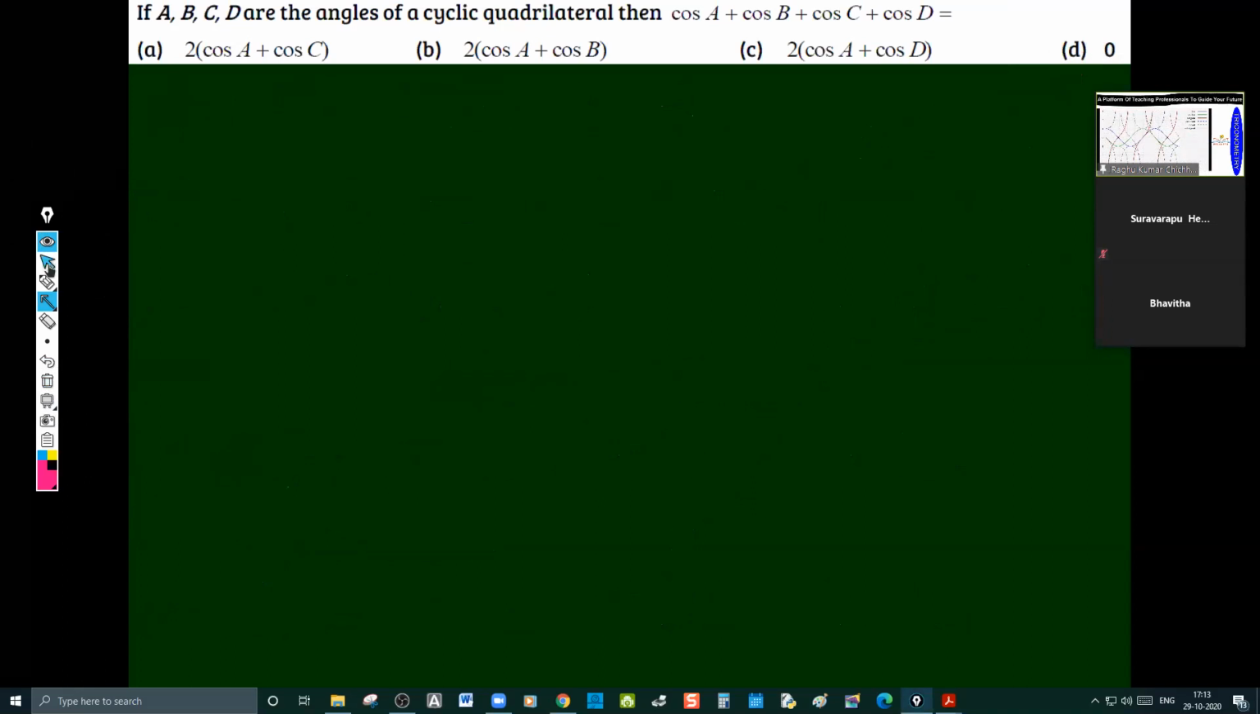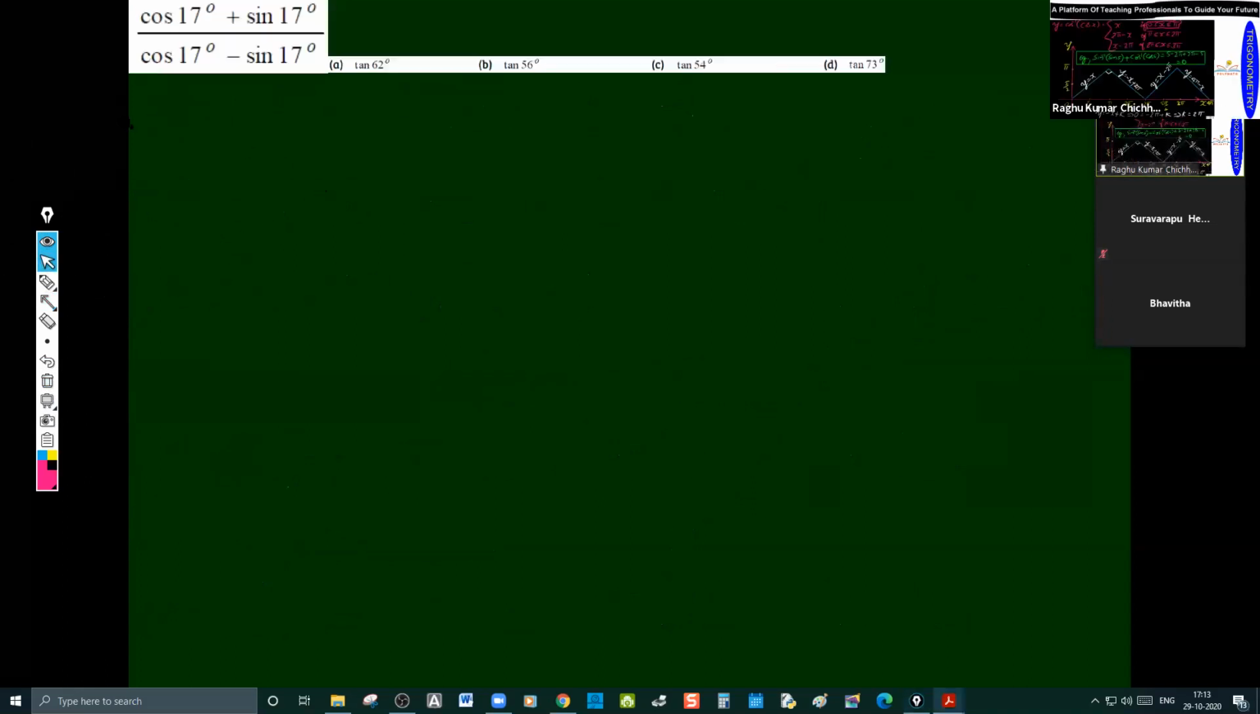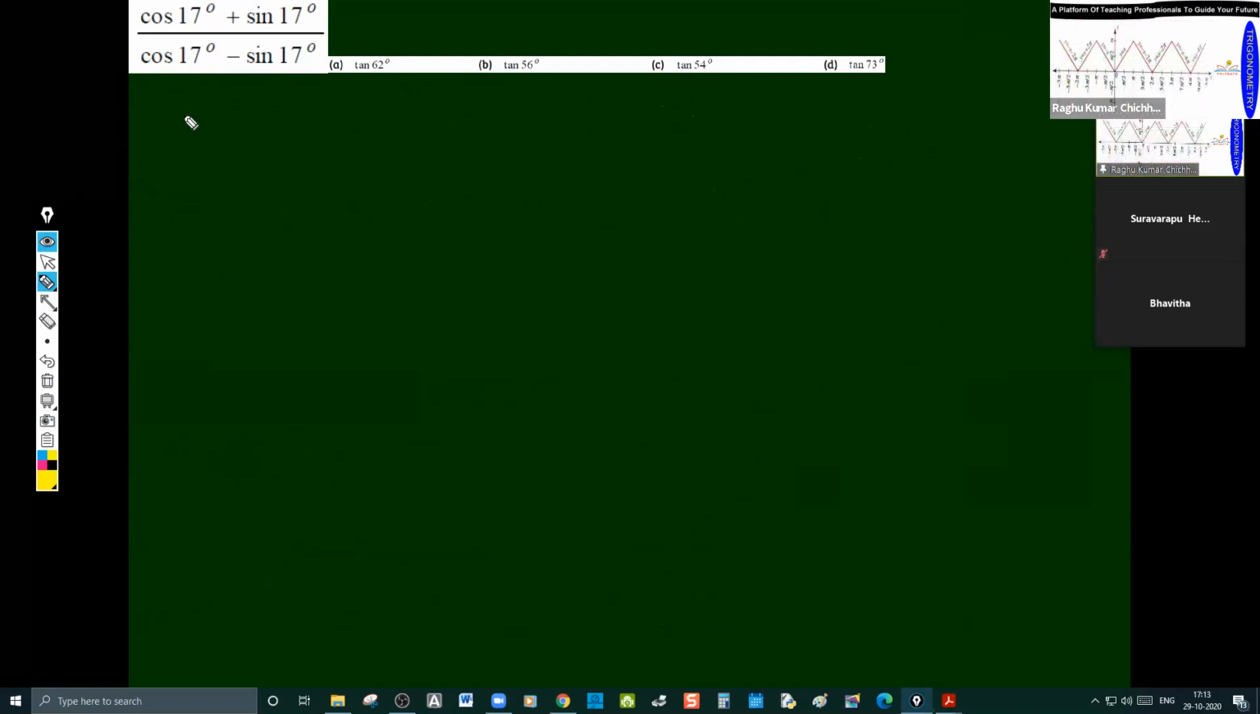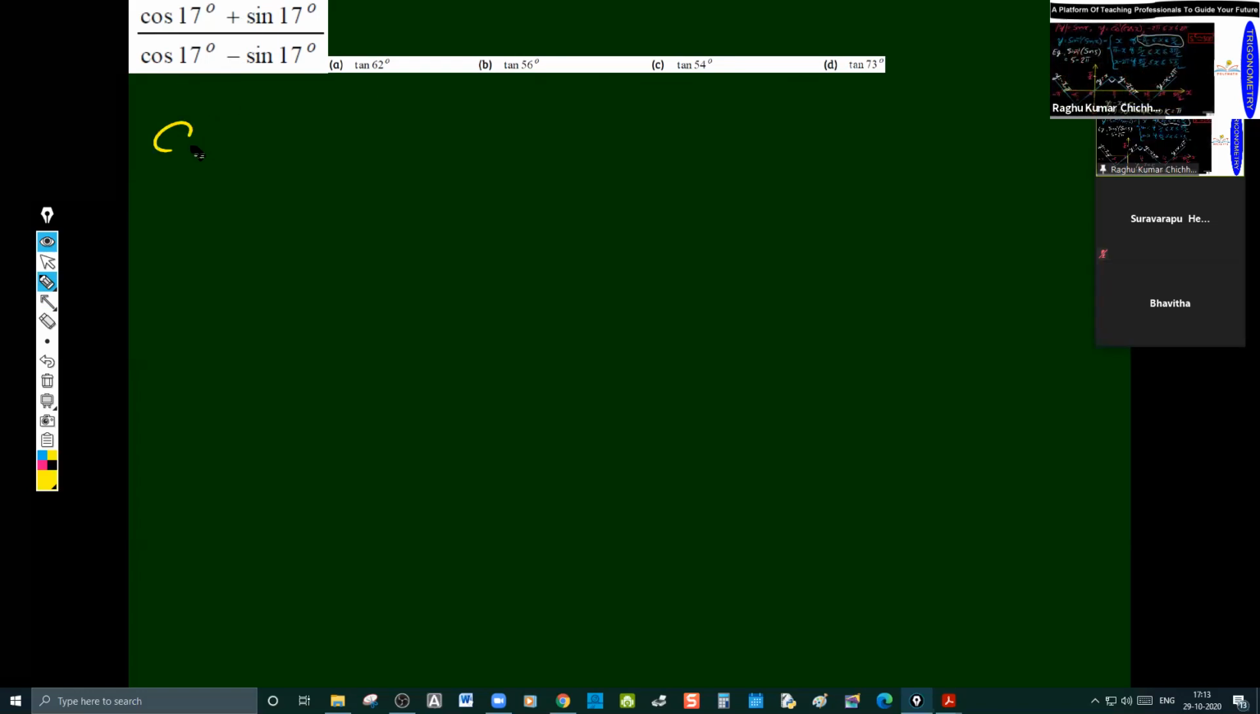The next one is simple. And we can have a standard formula also for this, like what I'll tell you. See, whenever cos 17 plus sin 17 divided by cos 17 minus sin 17 is there, and in the options it is in terms of tan, to convert it to the terms of tan, divide numerator and denominator by cos 17, or take cos 17 common.